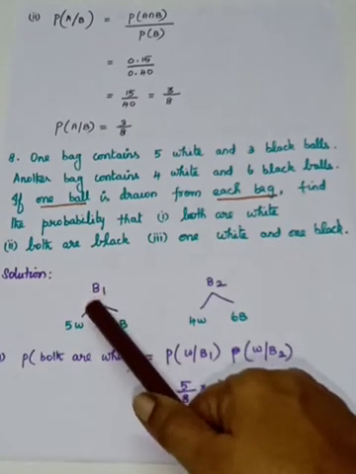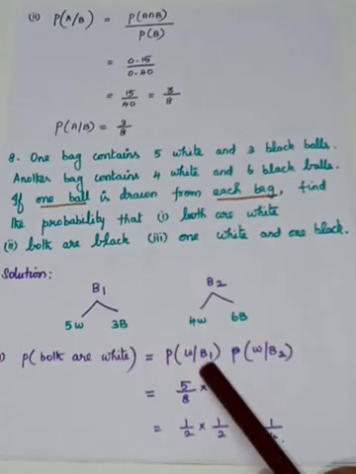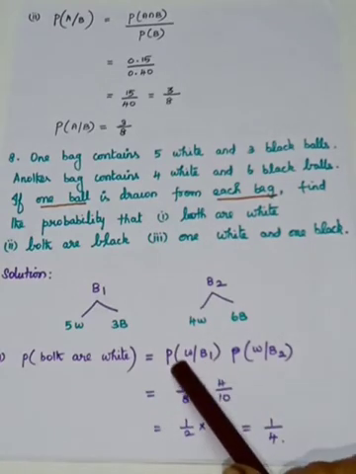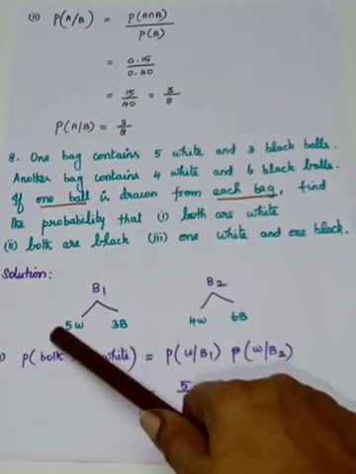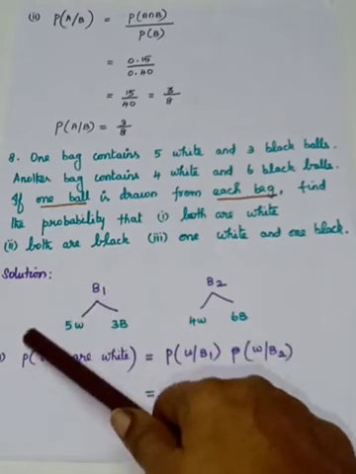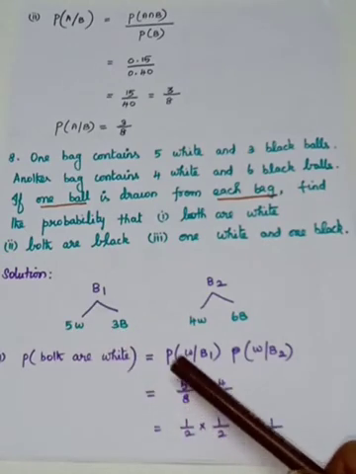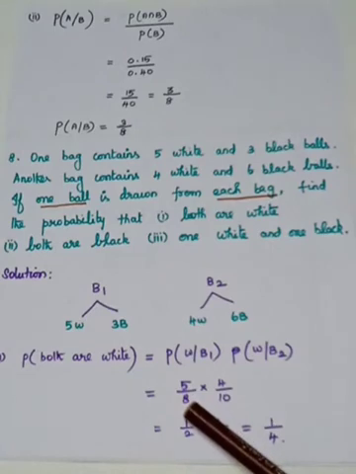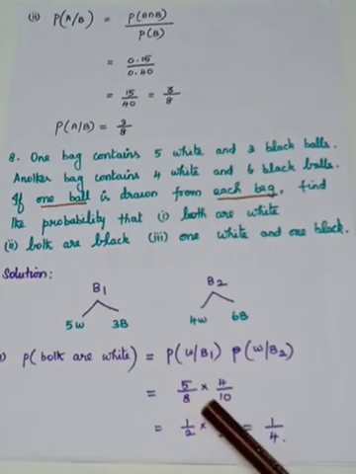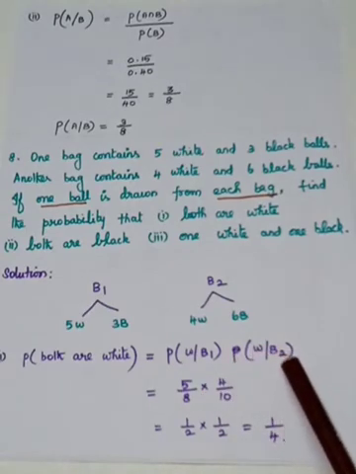So the first ball is taken from bag 1. On that, what is the probability of getting a white ball? In bag 1, how many white balls are there? 5 white balls out of a total of 8 balls, 5 plus 3. So the probability of getting a white ball from bag 1 is 5 by 8. Okay, we also need the second ball, so therefore we have written here the probability of white from bag 2.